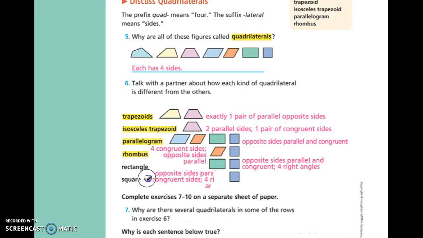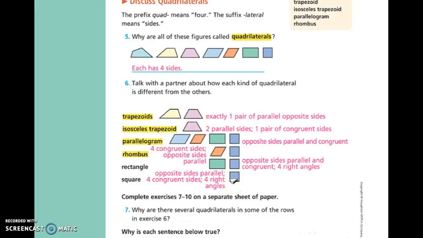Lastly, a square. A square has opposite sides parallel, four congruent sides, and four right angles. So you'll see it's different than a rectangle because all the sides are congruent and equal to each other.